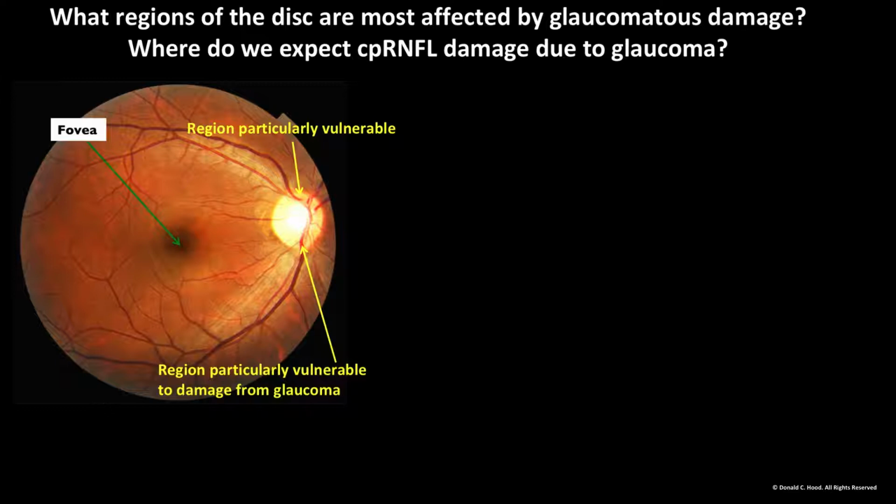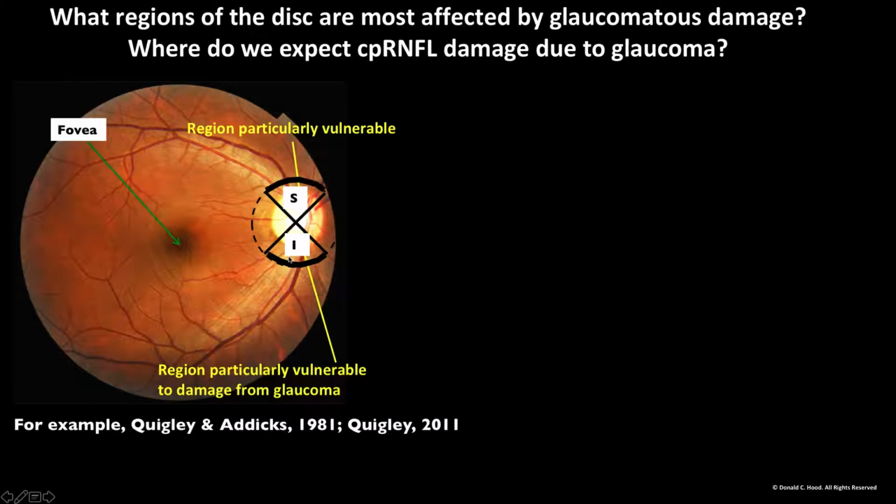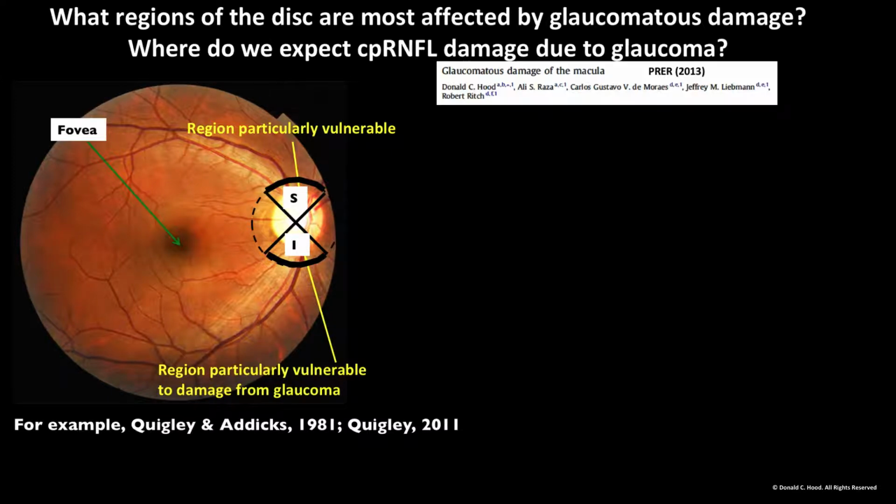All right, so to answer that question, let's go back and review where on the disc we think the most retinal nerve fiber layer damage occurs. It's commonly accepted that the superior quadrant here and inferior quadrant are particularly vulnerable to damage from glaucoma. There's a lot of OCT data on this now. The histological data comes from a series of nice studies by Harry Quigley and colleagues.